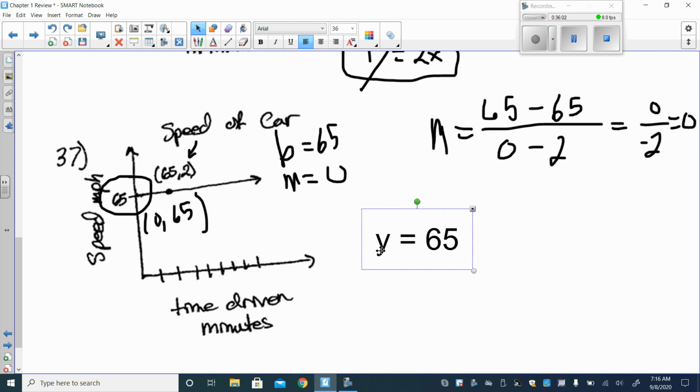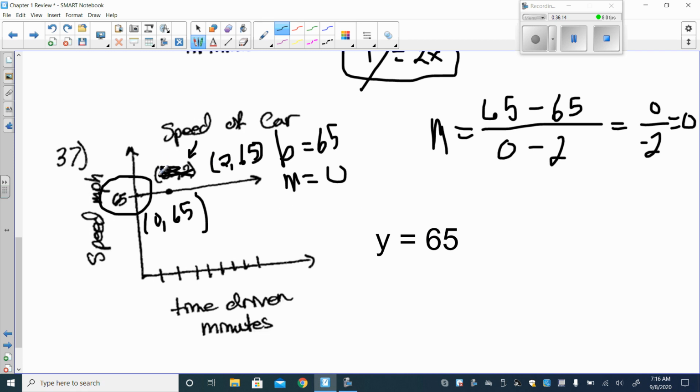The equation is y equals 65. It just turns out that point is not correct. It should be 2 comma 65. I had those numbers flipped. So it's y equals 65. It's just this point here is wrong. So the equation for this here is y is equal to 65 because it's just going straight across.